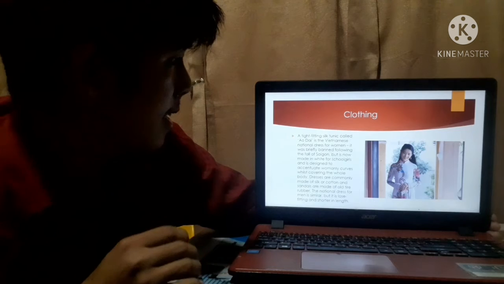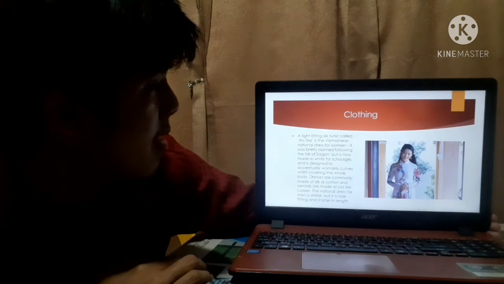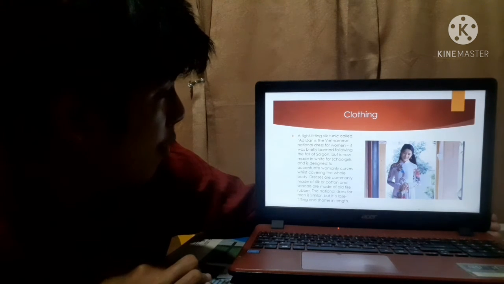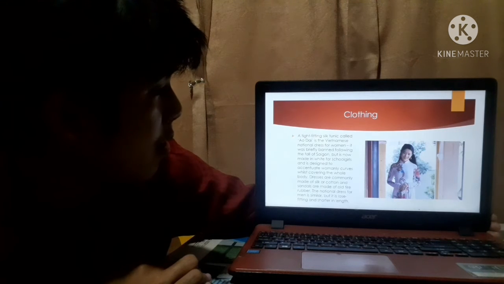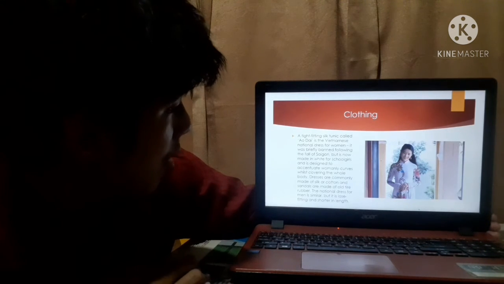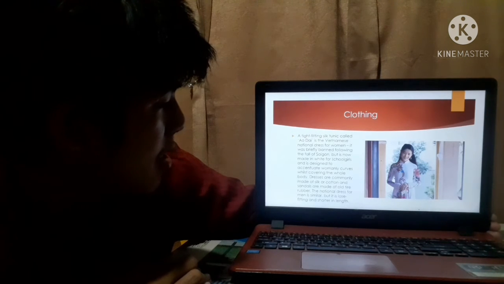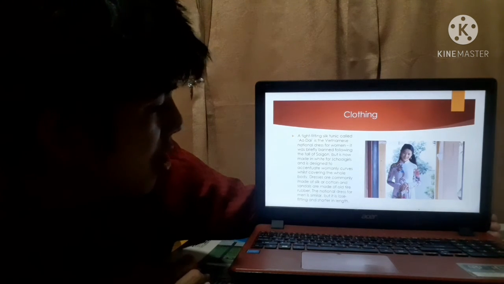And the last one is the clothing. A tight-fitting silk tunic called áo dài is the Vietnamese national dress for women. It was briefly banned following the fall of Saigon, but is now made in white for schoolgirls and is designed to accentuate womanly curves whilst covering the whole body. Dresses are commonly made of silk or cotton, and sandals are made of old tire rubber. The national dress for men is similar, but it is loose-fitting and shorter in length.